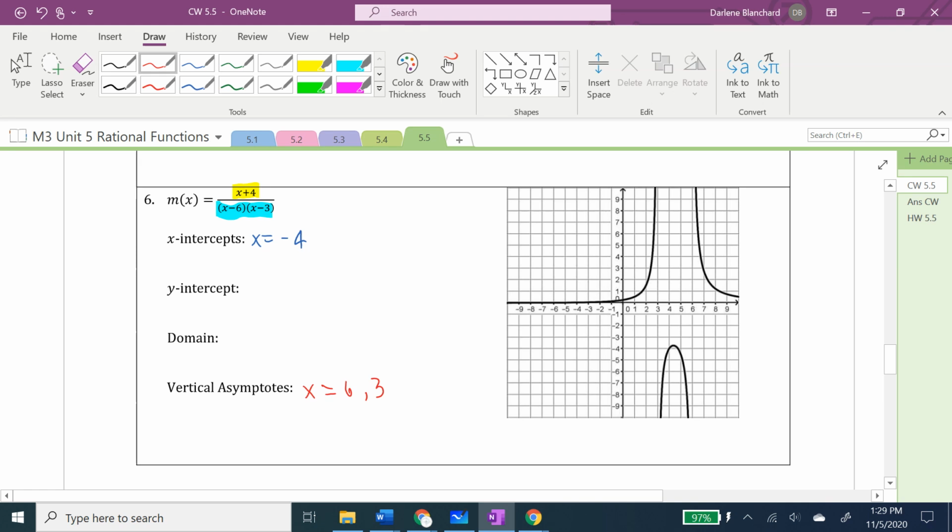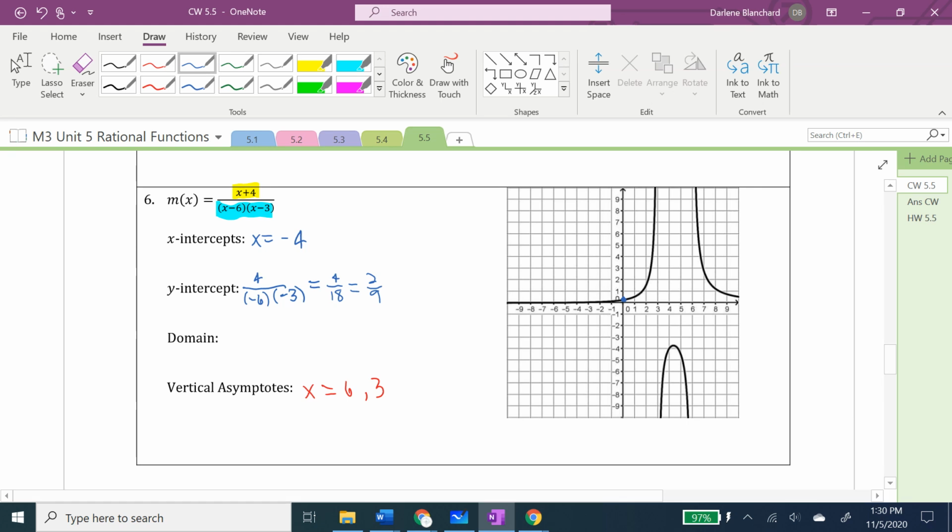Your y-intercept is found by plugging 0 into the x's, so 0 plus 4. And then in the denominator, 0 minus 6 and 0 minus 3. So I end up getting +4 over 18, which reduces to 2/9. That is a pretty small positive number. And if I look over at the graph, it's fitting.